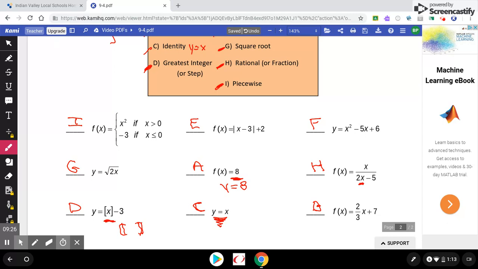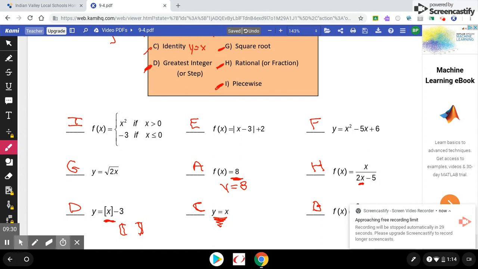So I hope that's good news. Section 9.4 is just a matter of matching the names to the graphs or matching the names to the equations as we've done this year.